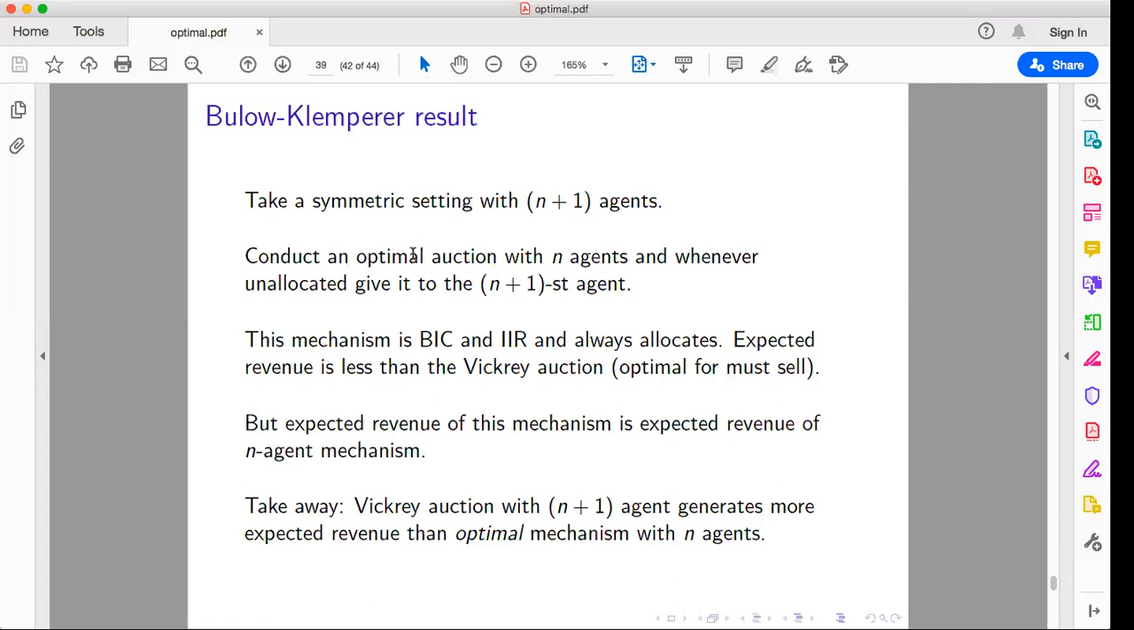But here we are always allocating. There are two places where we allocate. One place is when we are doing an optimal auction with n agents and allocating there. If we cannot allocate within those n agents because of the reserve price of the optimal n agent auction, we allocate to the n+1st agent for free. So this mechanism is BIC and interim individually rational and always allocates in the n+1 agent setting.